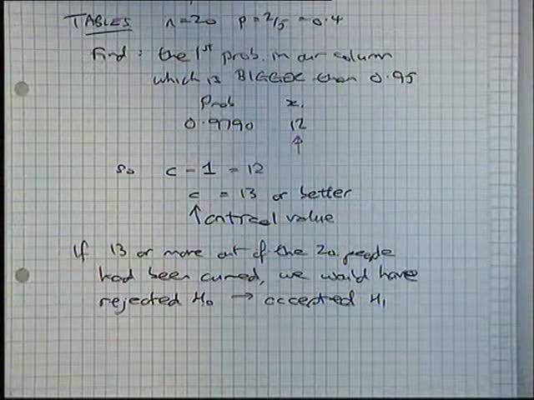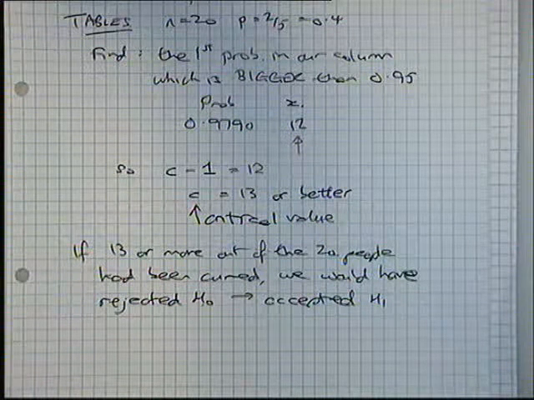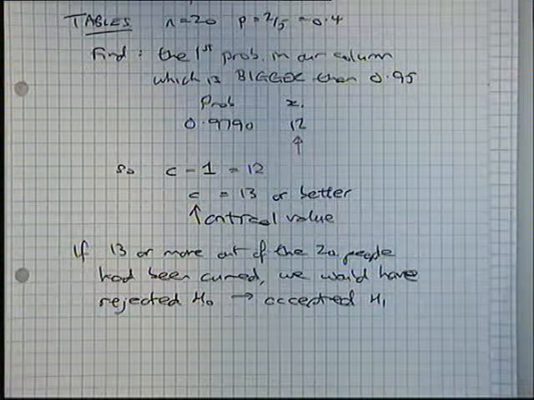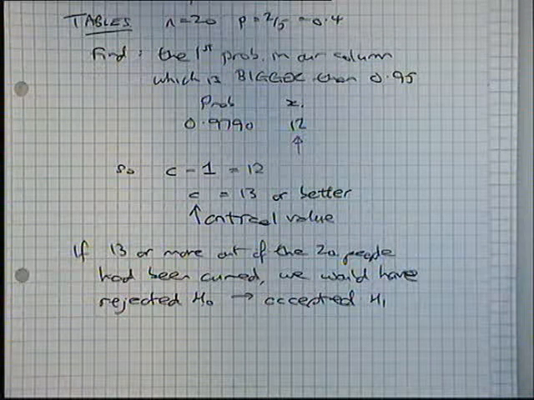Okay, so that's the alternative approach of finding the critical value, which gives you more useful information than just replying back to the chemists, no evidence. It actually gives them how far off were you.